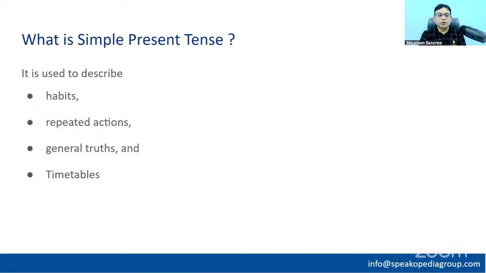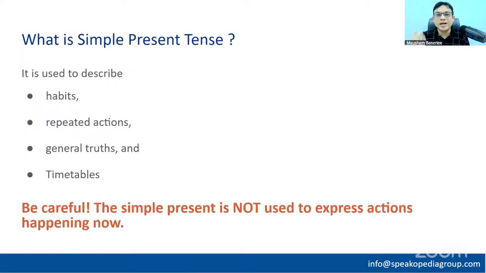Okay, now here is the catch. Here is the interesting part where many people get it wrong. Especially if you are from non-English medium background, you may get this wrong. Understand this, what is written. Read the sentence very carefully at the end. Be very careful with this. The simple present is not used to express action happening now. Understand this. This is very important. Simple present doesn't mean what is happening now.